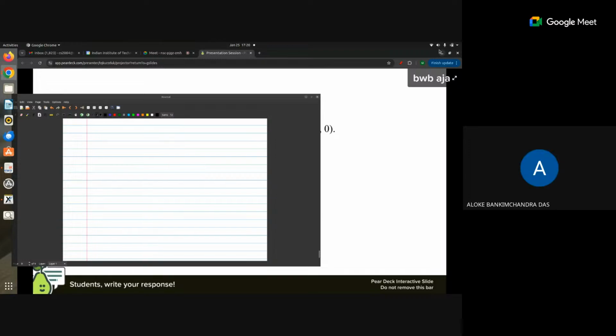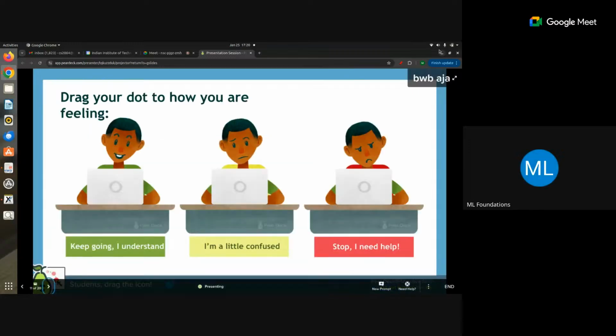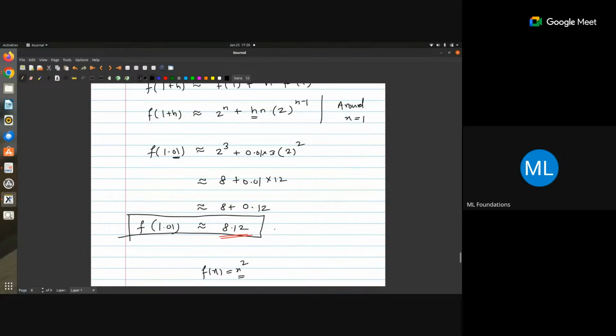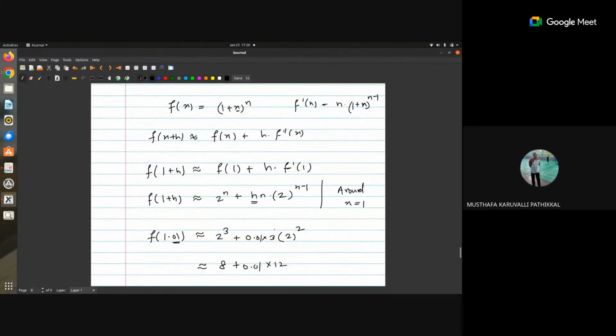But for the previous question, they were asking 1.01 whole cube, isn't it? Then how can it be 8 point something? That is what I was also coming to, but there was an assumption that x is 1, so 1.01 will become 2.01. In any case, it will be basically 1 plus nx, so it should be 1 plus 3 into 0.01. So it should be 1.03.